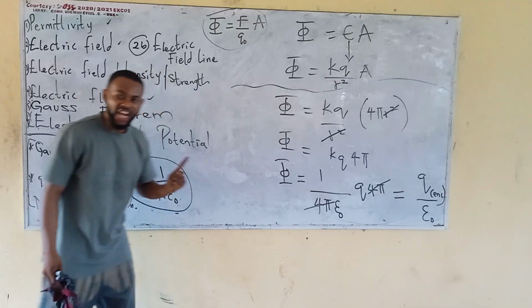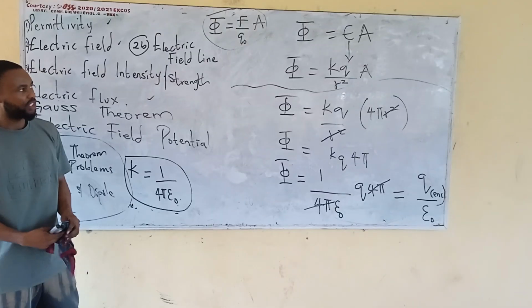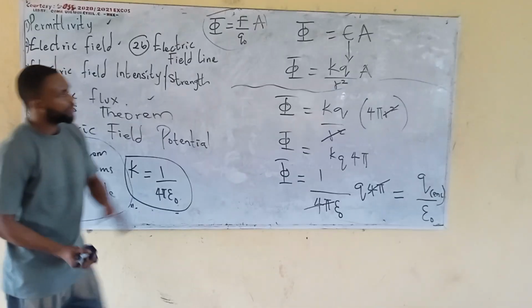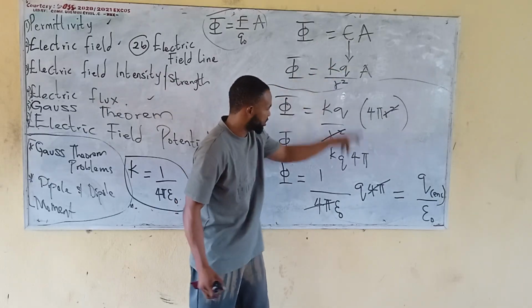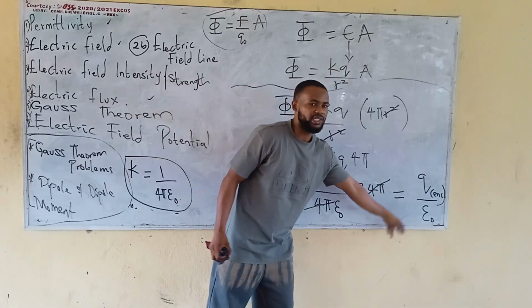Or you say source charge. It will always be the source charge. So Gauss theorem is simply these two things. Once you put these two things together, that's Gauss theorem we are stating.